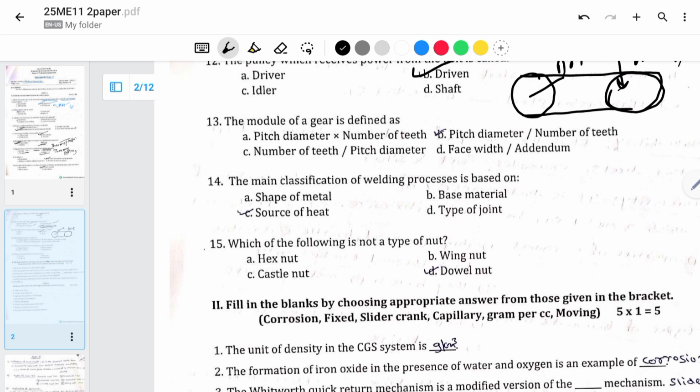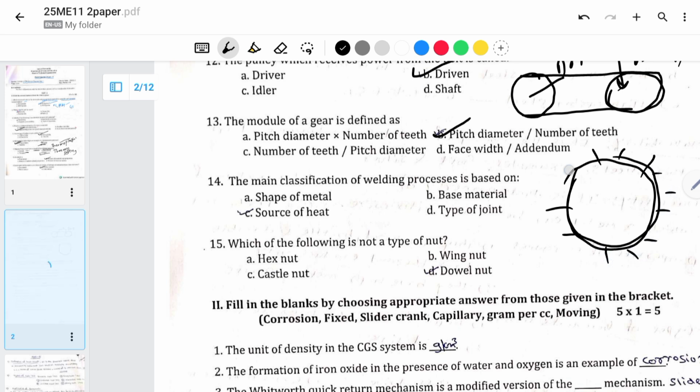Next, module of the gear is defined as pitch diameter divided by number of teeth. If you are measuring gears, there will be different parameters: addendum, pitch diameter, number of teeth, pressure angle. So in that, the module of the gear is defined as pitch diameter divided by number of teeth.